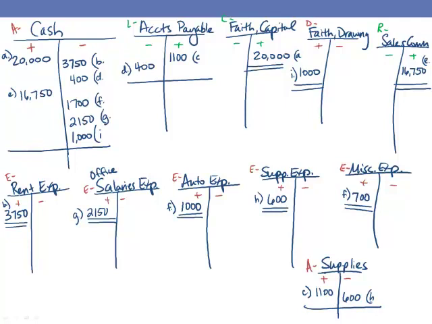Okay. We need to get a total for this one, that one, and cash. Okay, so for cash, let's punch these in. $20,000 plus $16,750. Minus $3,750, minus $400, minus $1,700, minus $2,150, minus $1,000.